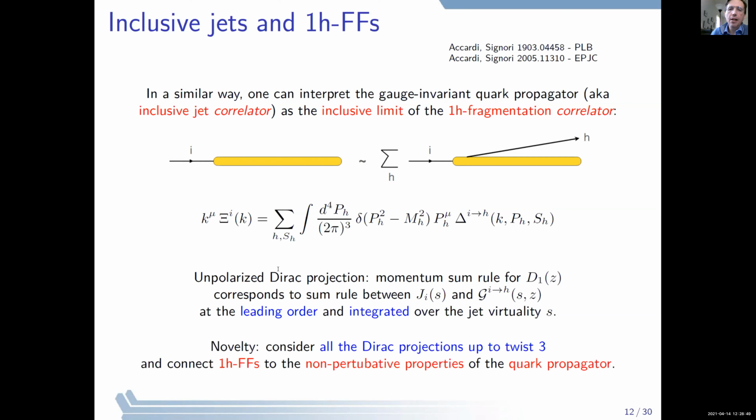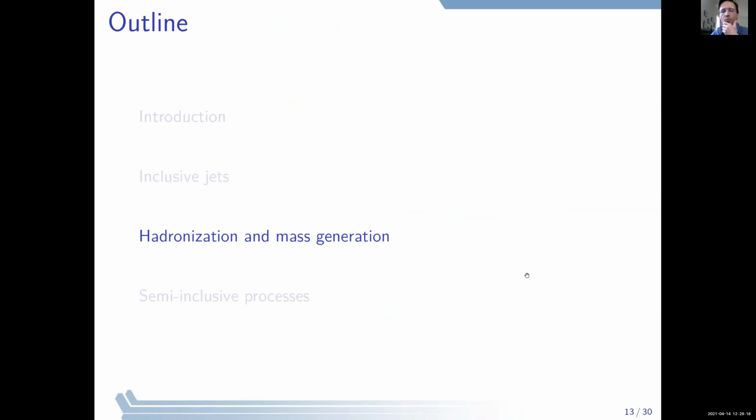Now, what we do new here, we go beyond the well-known sum rule for D1. We do all possible projections in all possible Lorentz directions, up to twist 3, and we obtain a plethora of sum rules, some of which simply give 0 due to symmetry, and some of which, however, are interesting. I will focus now on the sum rule for D1, and what we will see is the sum rule for the E fragmentation function.